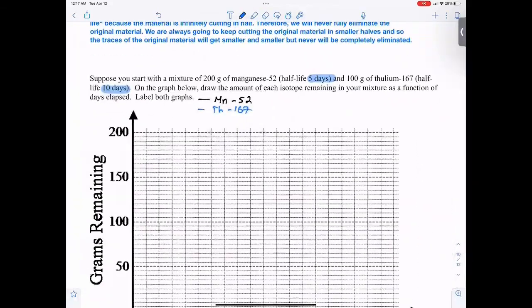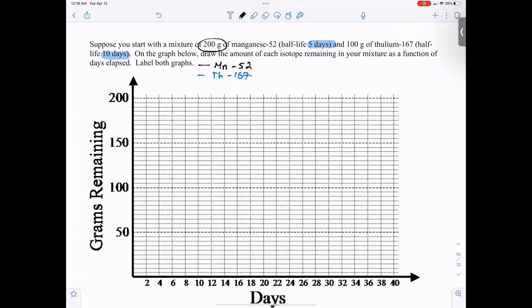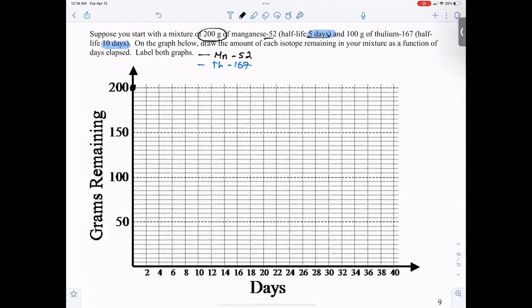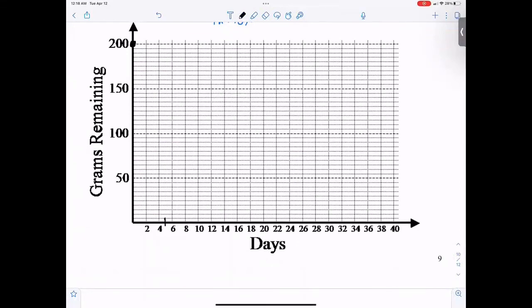Now in black, I'm starting with 200 grams of this particular isotope. So 200 grams at time equals 0. I'm going to place a dot right there. Now every 5 days, you're going to cut it in half. So at 5 days would be right here. Now it's down to 100 grams. So make a dot right there. At 10 days, which is another 5 days, it's going to be down to 50 grams. You can see how it's decaying closer and closer to 0. At 15, it's going to be down to 25. And just keep cutting in half.